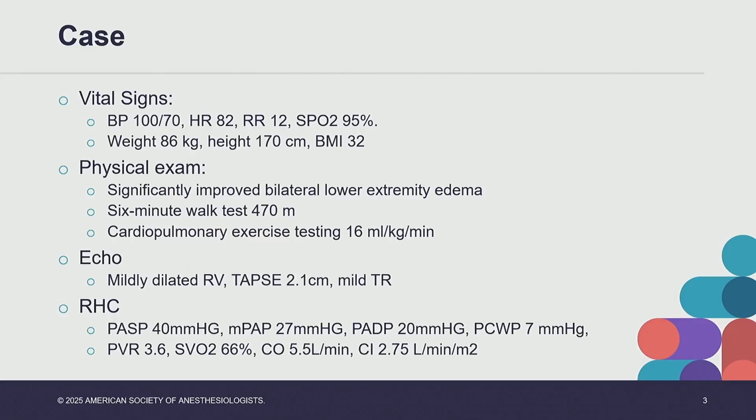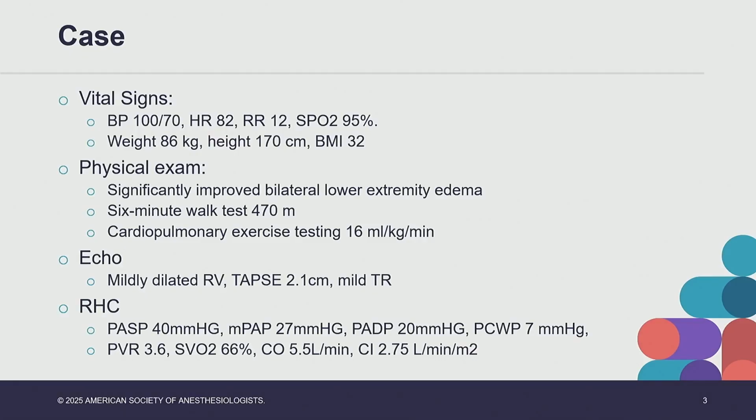I'm just going over originally the data that you were given prior. So these are her vital signs when she shows up day of surgery: reasonable blood pressures, heart rate. Her SpO2 on room air is 95%, much better than where she started at 91. She has significantly improved her bilateral lower extremity edema. Her walk test has improved. Her echo reports just a mildly dilated RV. Her TAPSE has gone up, and just a little bit of TR.